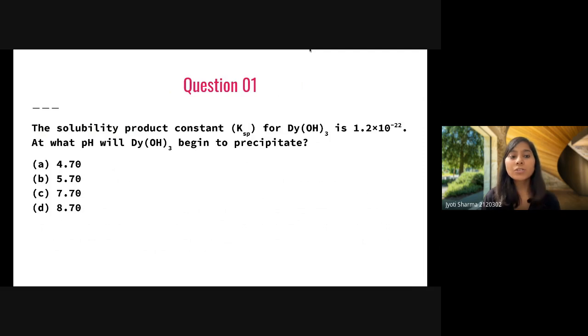Okay, another question is on the solubility product constant. Here the solubility product constant for a particular compound is given, 1.2 × 10^-22, and you need to calculate the pH of that compound when it will begin to precipitate. Here again we have another terminology, the solubility product constant. I have a little content on how we can calculate the solubility product constant, and then we will try to solve this question.